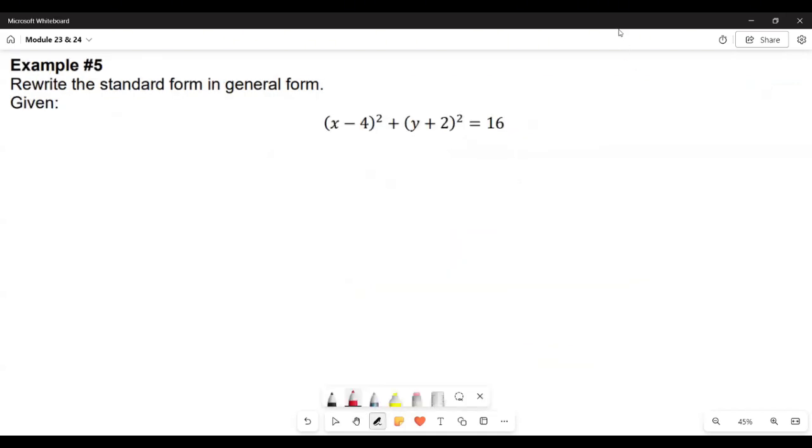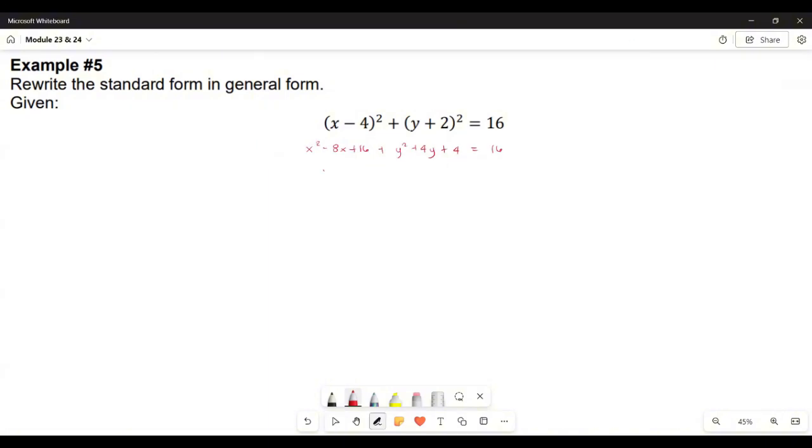So dito sa ating last example, rewrite the standard form in general form. So gaya ng ginawa natin nung una, dun sa ating example 1, in-expand lang natin. So we have (x minus 4) squared plus (y plus 2) squared is equal to 16 as the standard form of the equation of the given circle. Okay, so expand lang natin muna itong (x minus 4) squared and that's equal to x squared minus 8x plus 16. And then yung (y plus 2) squared, yan ay y squared plus 4y plus 4 equal to 16.